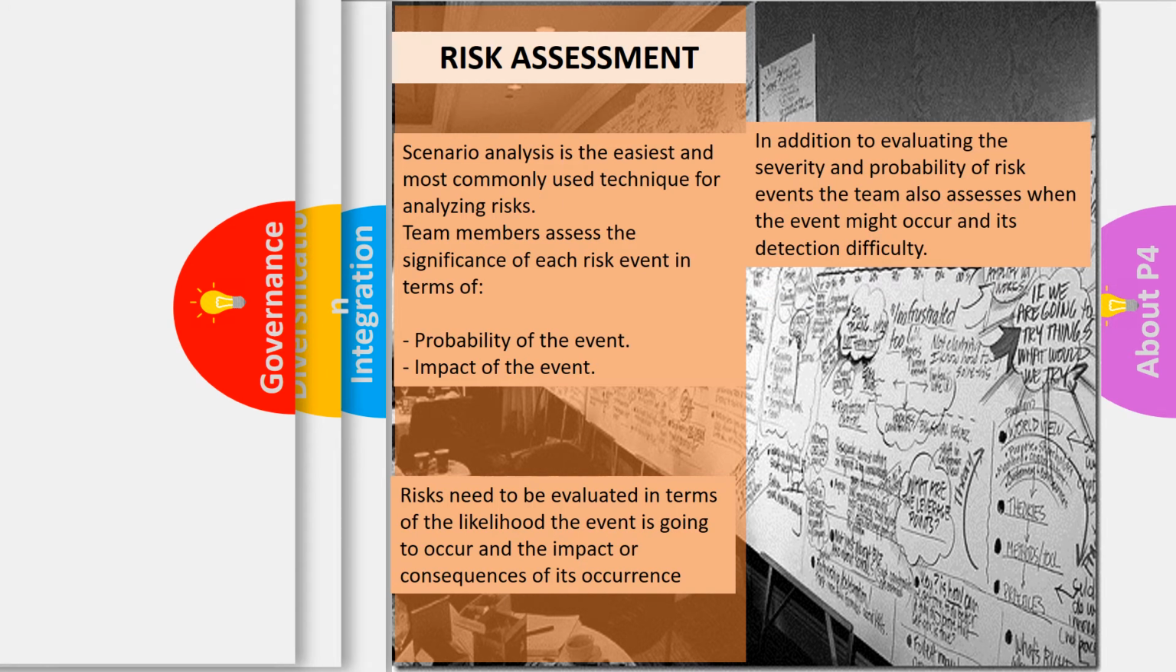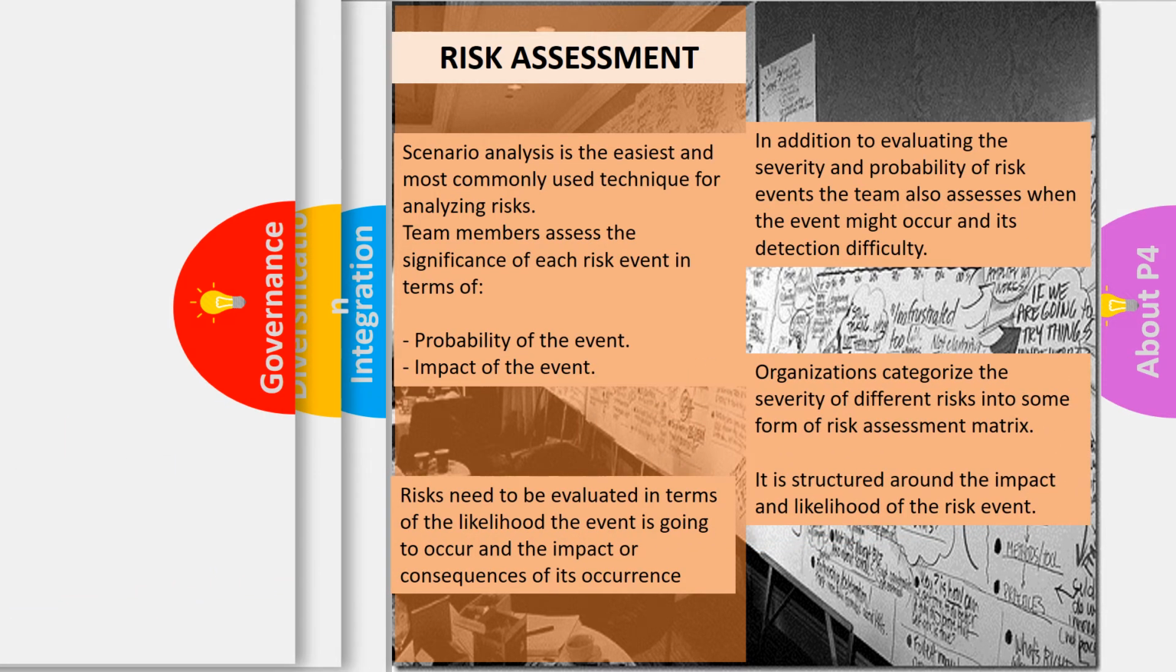In addition to evaluating the severity or probability of risk events, the team also assesses when the event might occur and its detection difficulty. Do you understand? So you're actually taking time out here to look at all the potential possibilities, the things which could go wrong, maybe due to your own experience in other projects, and taking these things into consideration so that you can take action and make sure that these things don't happen again. Because if you're not doing this due diligence, in essence, then you're going to be partially to blame if you haven't done this.